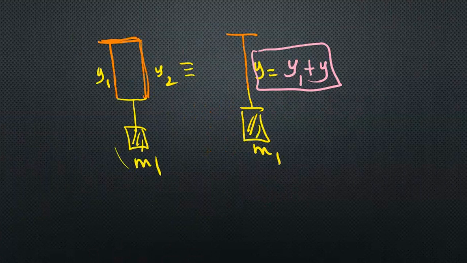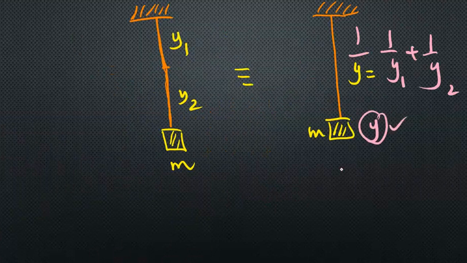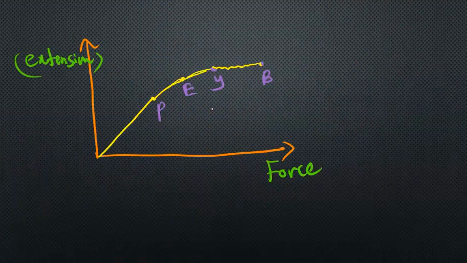In the same manner, we can connect them in series here. So then again, the combined one will be 1 over Y equals 1 over Y1 plus 1 over Y2. So in this method, you can find the equivalent Young's modulus here.